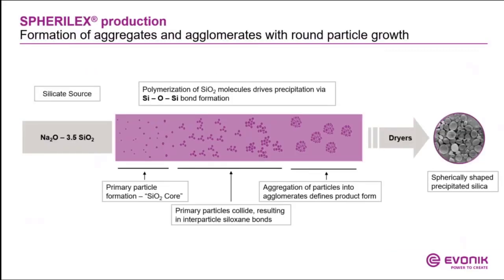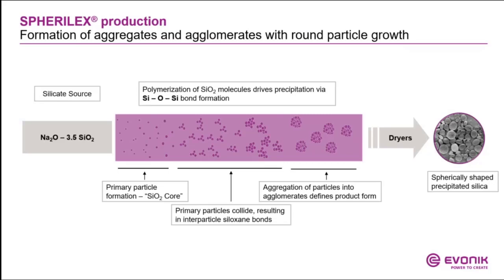On this slide, we see the production process of the new SPHERILEX technology. It is a precipitated process, which means it is a wet chemical process where we form primary particles of SiO2 first, and then the primary particles react, resulting in interparticle siloxane bonds, and at the end we have aggregation of particles. After drying, we really have spherical shaped precipitated silica particles.